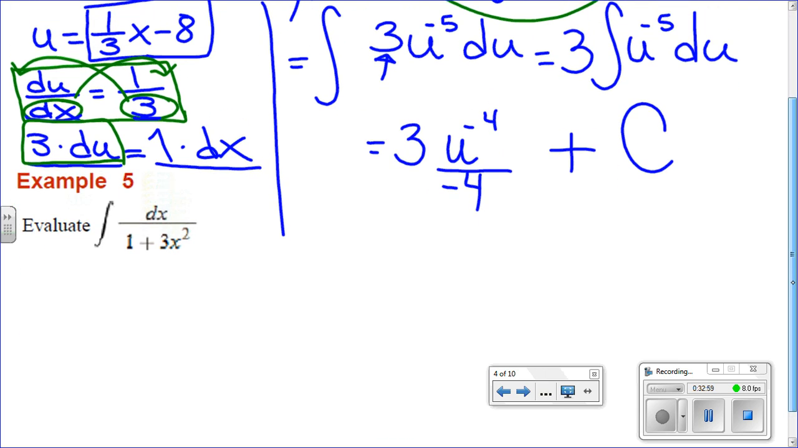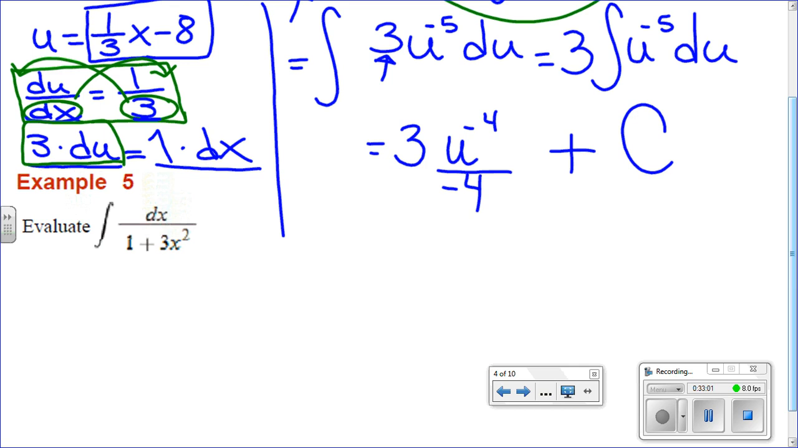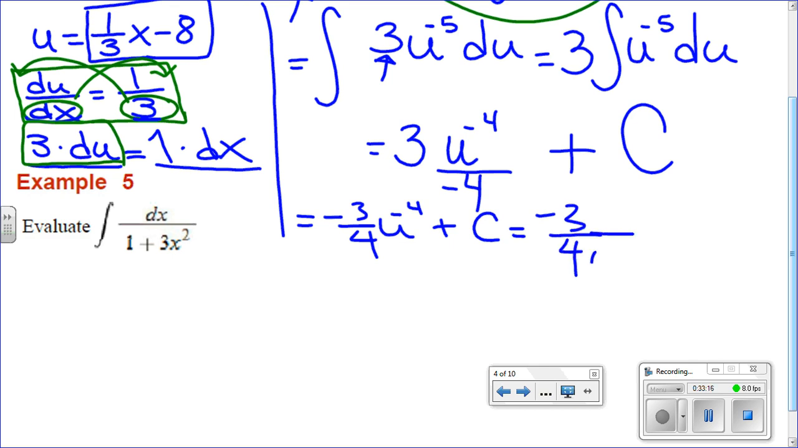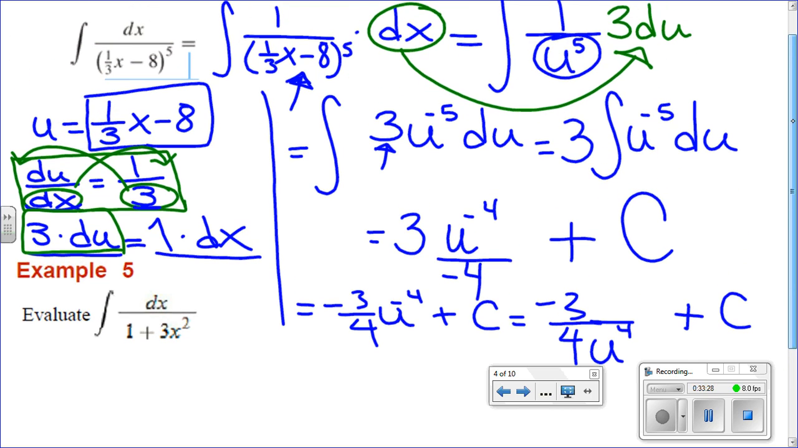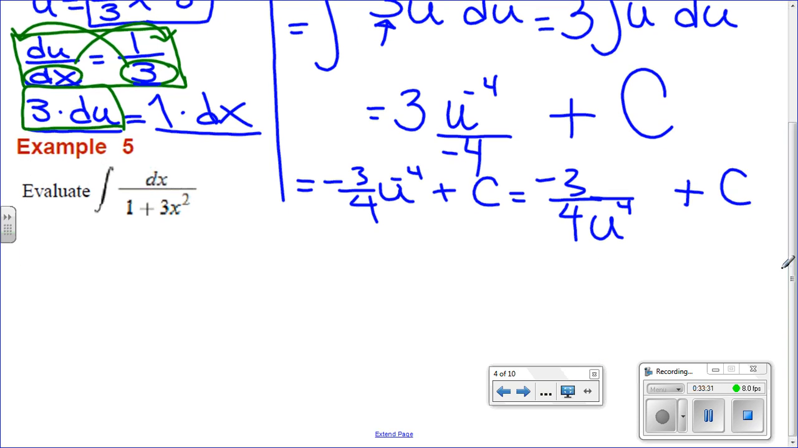Okay. Now that looks kind of weird, so if that wasn't any other answers, we could say negative 3/4 u to the power negative 4 plus c, or we could also say negative 3 divided by 4 u to the power positive 4. And then plus c. Yes, let's do that actually. Almost forgot.